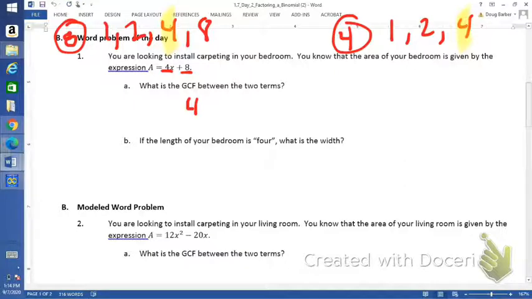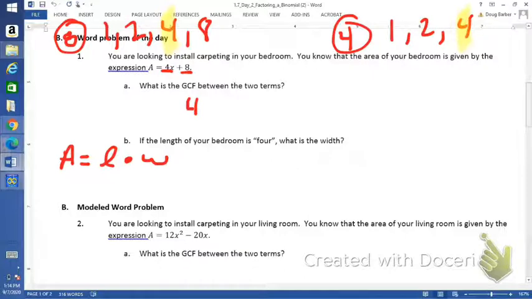Now, if the length of your bedroom is 4, what is the width? So we know that area, we're assuming that your bedroom is rectangular or square, so we know that the area then would be length times width. And so we want to break up 4x plus 8. We want to write it as the product of two of its factors.